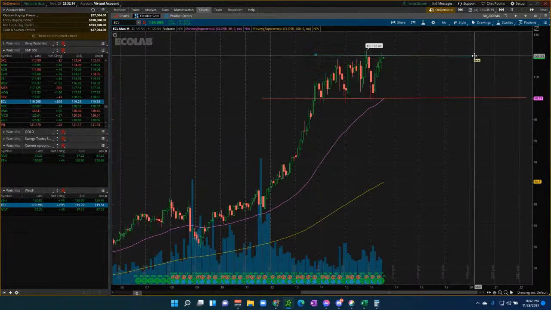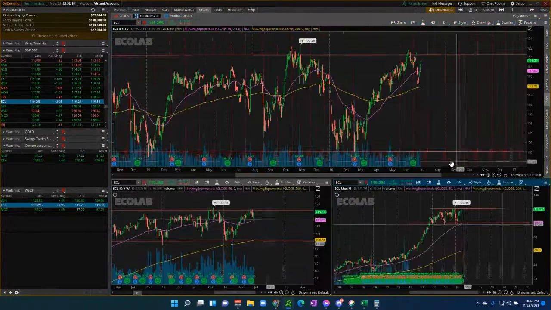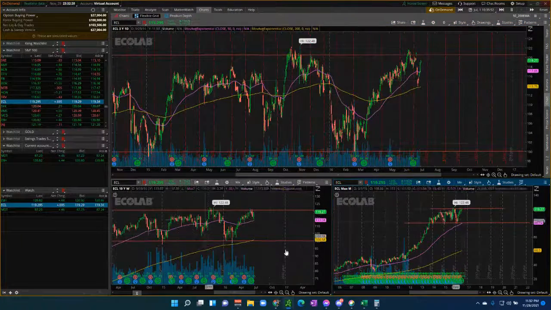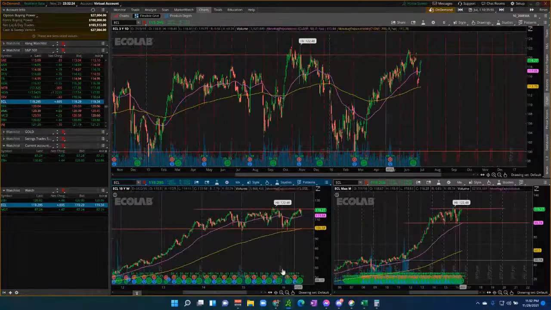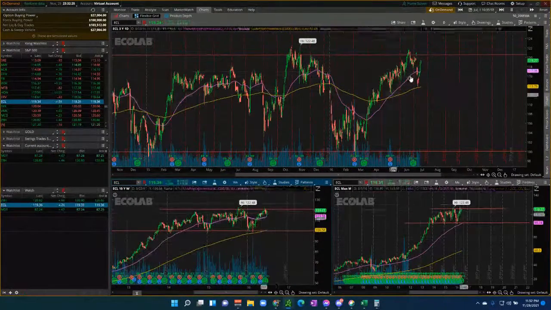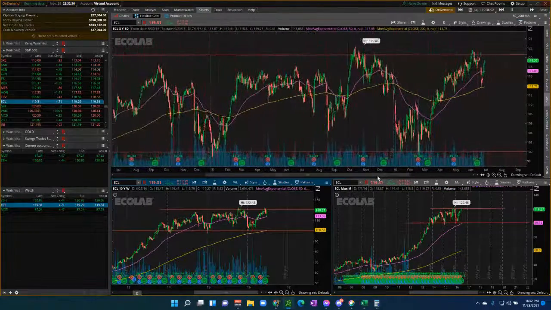All right, consolidation, and then right here a retest of the highs. It's either going to break out or it's going to fall through. So at the moment, it's too close to that resistance. I want to play it as a breakout, so I'm going to hold it for a few days.